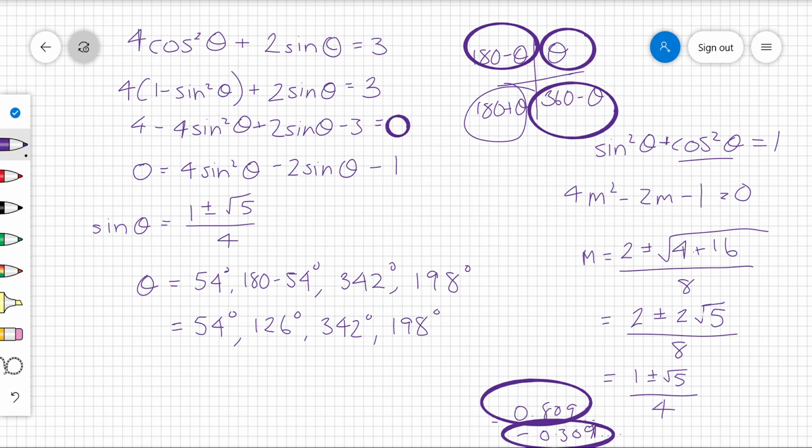I probably should have written it separately so it would have been easier to see, but really we're solving the plus case first, so we got these 2 answers. Then we're solving the negative case, so we get these 2 answers. It can look a bit tricky, but give it a try.